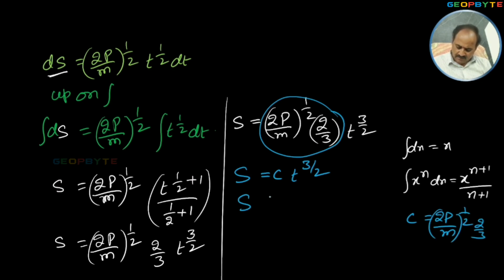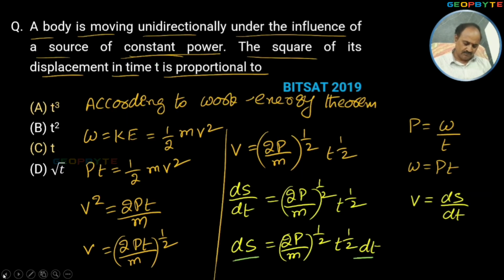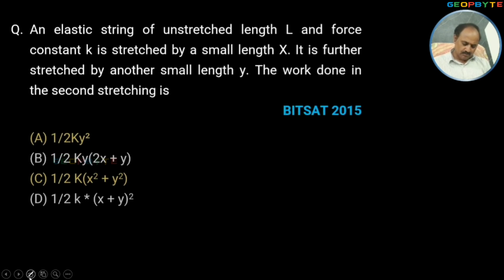Anyhow, s can be written as s is directly proportional to t power 3 by 2, or s square is proportional to t power 3. So the square of s is proportional to the cube of time. Look at the options. Cubic power of t, option A itself is absolutely correct. Understood clearly? Yes.